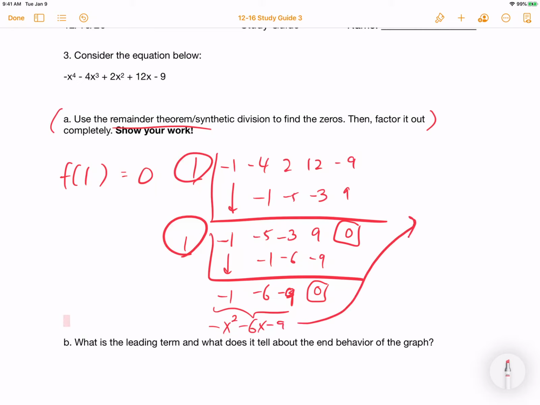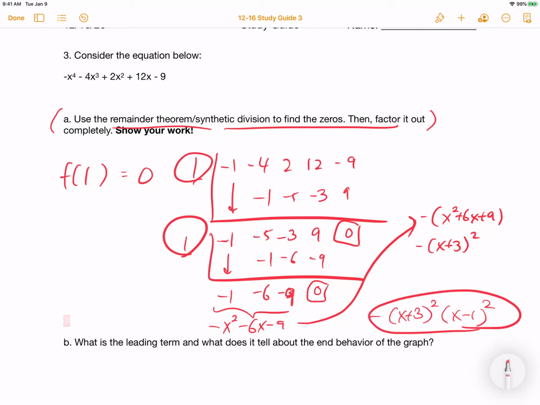So all of you guys were getting really confused about this, but all you got to do is really factor out the negative sign and say, okay, x squared plus 6x plus 9. And so that will be x plus 3 squared. So in other words, if I were to factor it out completely, my final answer would be negative x plus 3 squared times x minus 1 squared. The x minus 1 squared comes from the fact that I get x minus 1 twice from here and here.